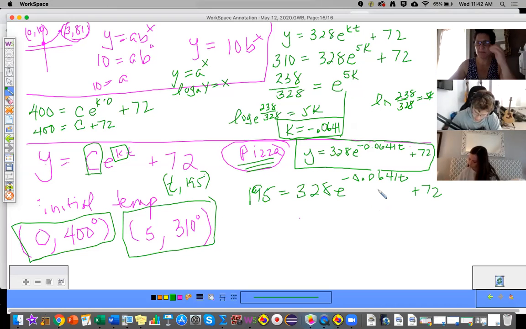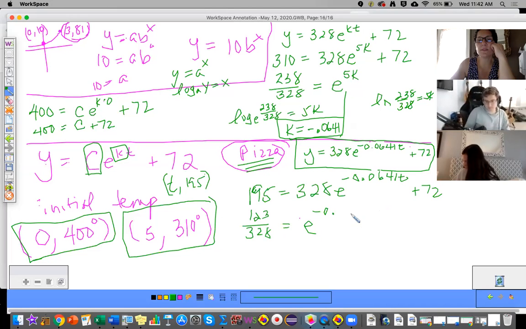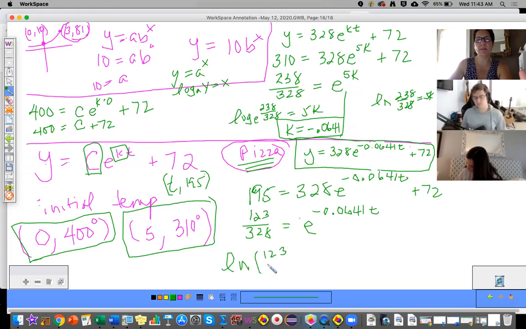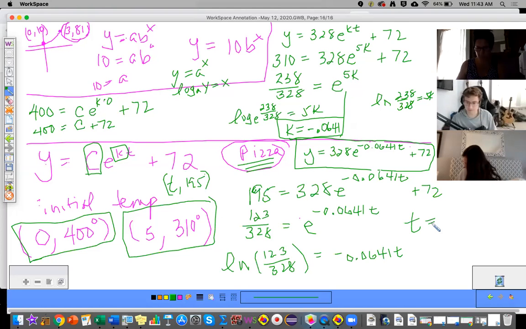Yep. So we have 123 over 328 is equal to e to the negative 0.0641 T. And then again, we could do log base e, or we could just do the natural log. I'm going natural log because I just love my ln. ln of 123 over 328 is equal to negative 0.0641 T. And then I'm going to divide by that. And then let me know what you get.